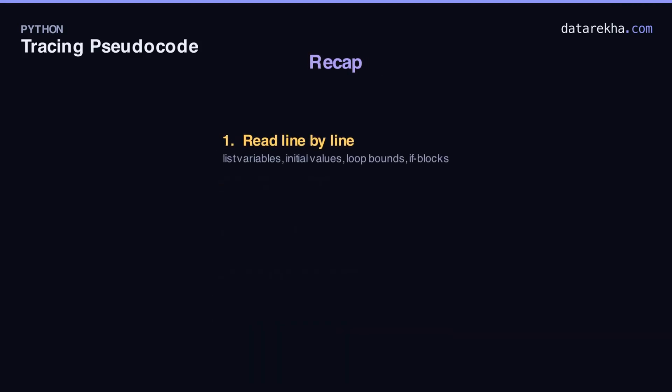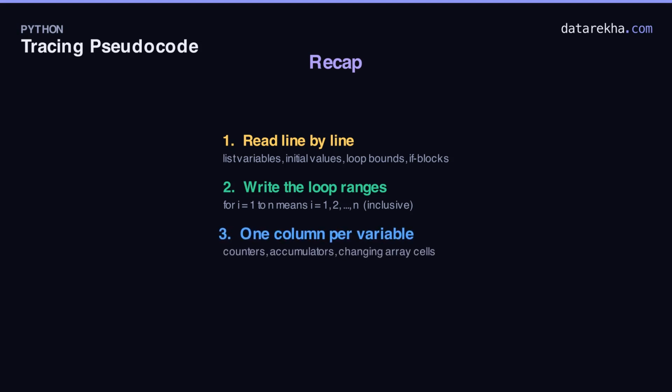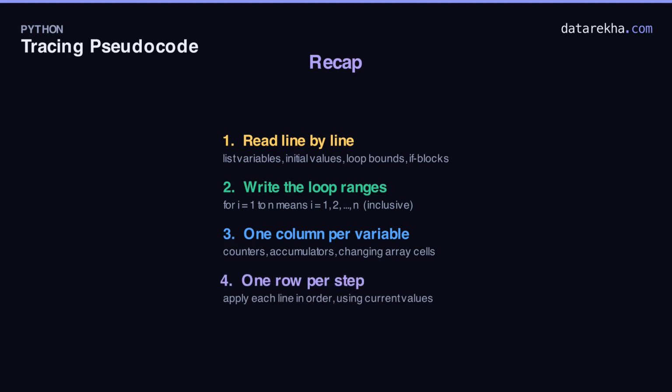Let's lock in the method. First, read the pseudocode slowly, line by line. Note every variable, its starting value, the loop bounds, and each if. Second, write out the loop ranges explicitly. For i from 1 to n means i is 1 all the way to n, including n. Third, draw one column for each variable that changes: the counters, the accumulators, and any array cell that moves. Fourth, fill one row per step, applying every line in the order written, always with the current values. And fifth, read the final row for your answer.